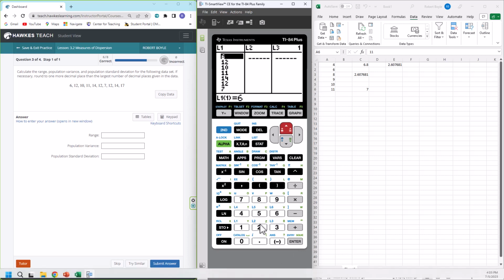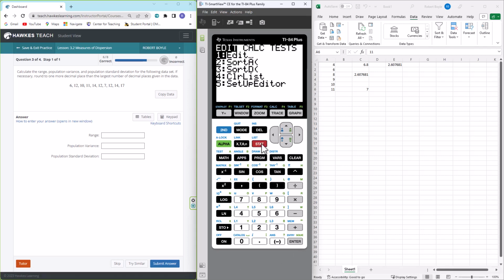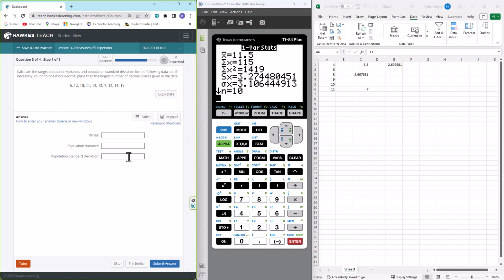Awesome. Okay, so now we can go to stat, go to calc for one variable statistics. There we go. L1. Go down to calculate, hit enter, and there we go. We know that our population standard deviation is this right here, 3.106. You want to round this to the first decimal place since all these are integers, so that is going to round to 3.1.